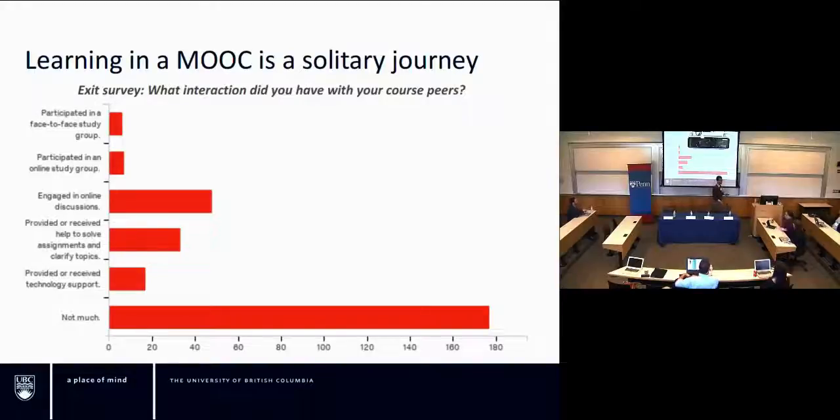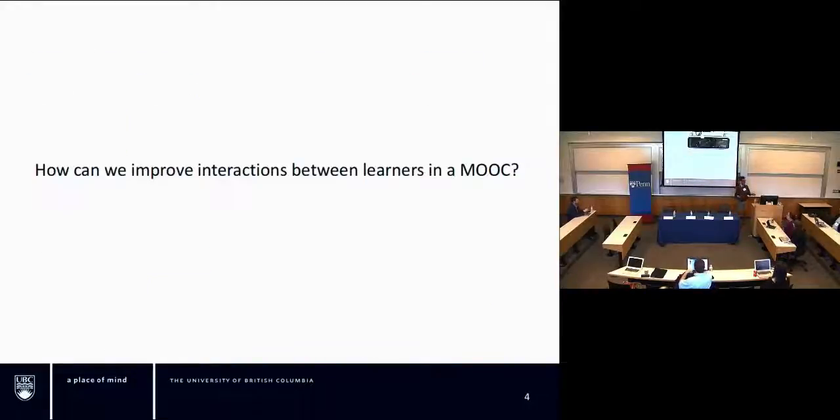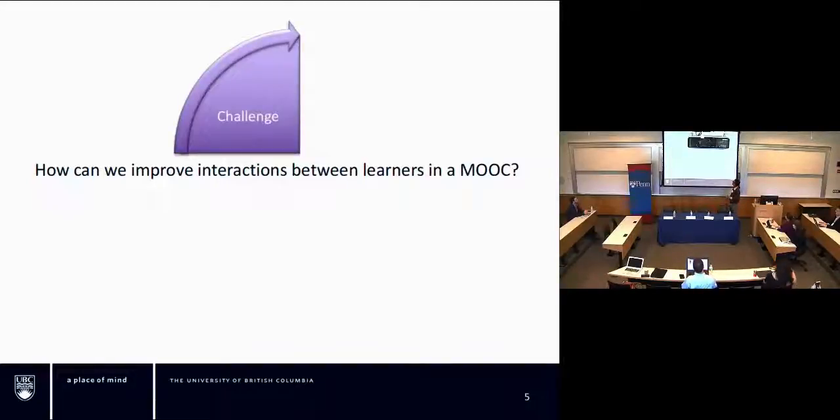Right, so again, no surprises here. What we have is a problem that's common to most people who work in this world. How can we improve interactions between learners in a MOOC? And usually I call it, how can we see MOOC the X-MOOC? Okay, you can see how old people here are, and whether they got the reference.